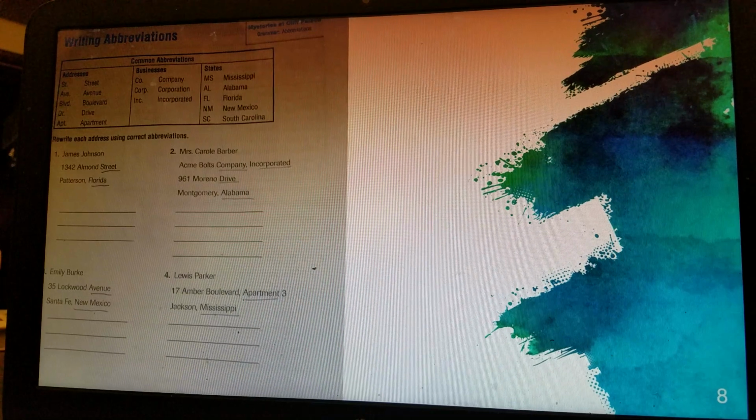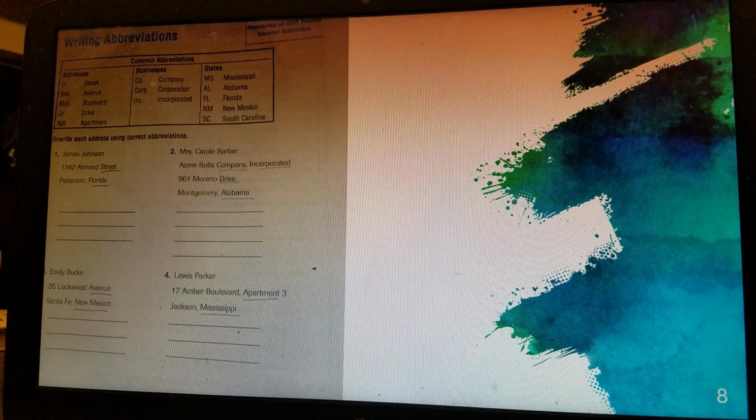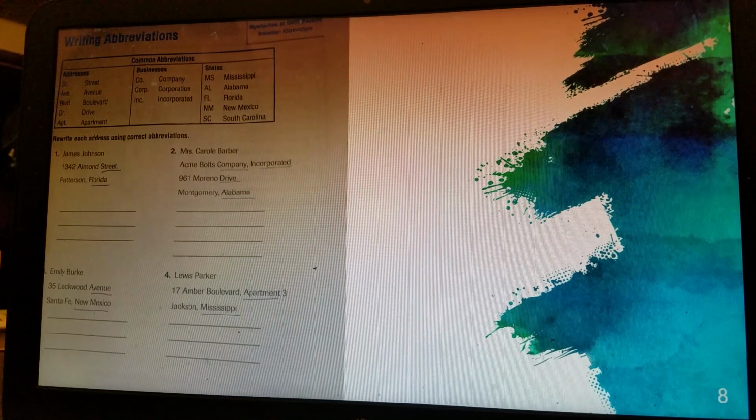In line 1, you will write James Johnson. On line 2, you will write 1342 Almond Street, and you will abbreviate the word street. Patterson, Florida, and you will abbreviate the word Florida. And the same with the address on the next numbers, okay?